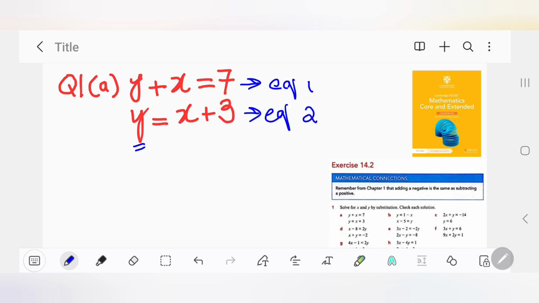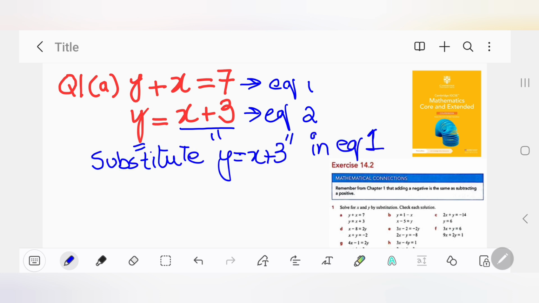So I am choosing equation 2 because here the y is already isolated and I don't have to do some extra steps, and my y is the subject of this equation, which is y equals x plus 3. So from this equation I will take the value of y, which is equal to x plus 3, and I will substitute it in equation number 1. In the next step I will tell you how I will do this substitution.